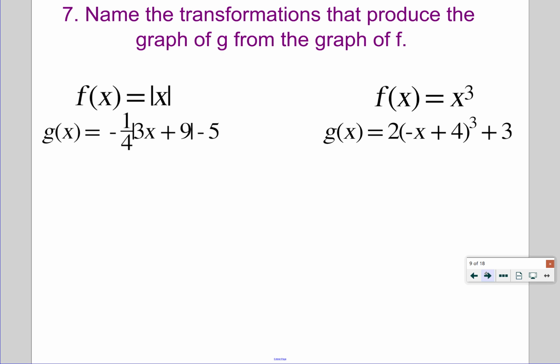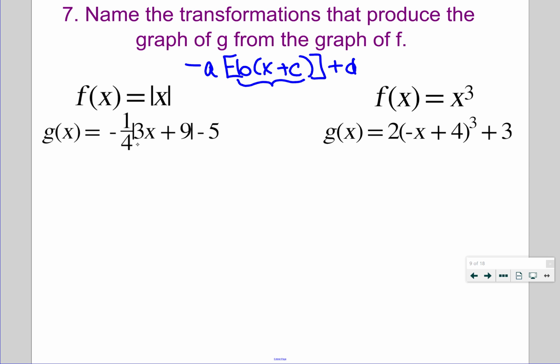Number 7, name the transformations that produce the graph of G from the graph of F. So for this problem, you're going to want to remember this nice little chart that was part of the notes, where the brackets represent one of our parent functions. Something like that. Oh, and there was a negative in front of my B also. Remember that on the inside here, if something is in front of your x, you want to factor it out first, otherwise it might mess up your left-right shifts.